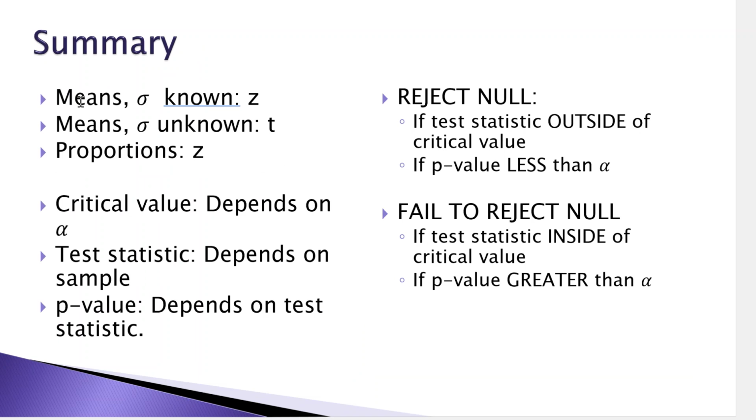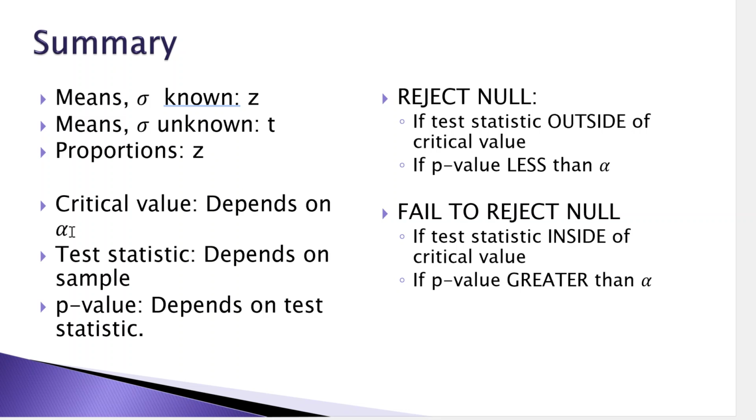Okay, if you're working with means and sigma is known, you use Z. If you're working with means and sigma is unknown, you use T. If you're working with proportions, you use Z. If you're working with variances, you're going to use chi-squared, and I'm not going to talk about that in this lecture, but we can do a little bit if you want later on.